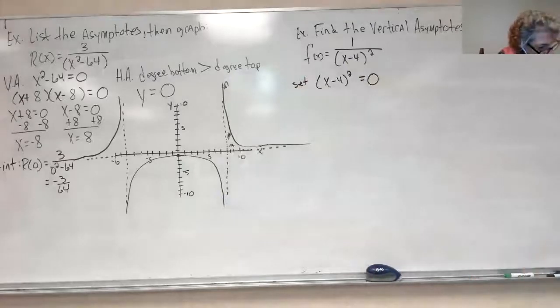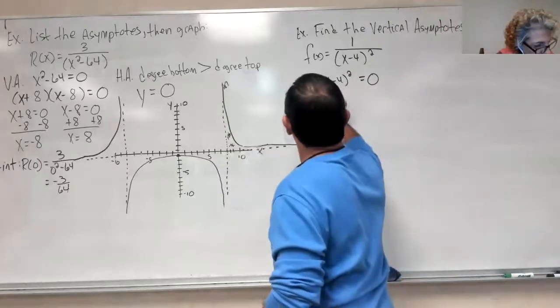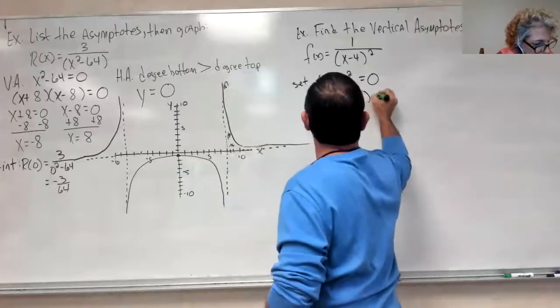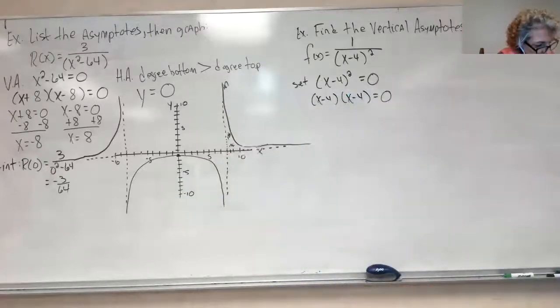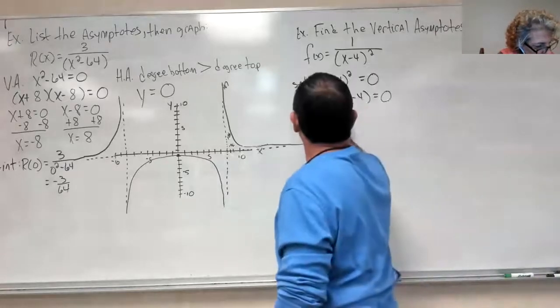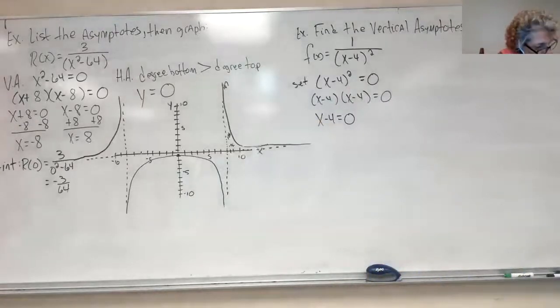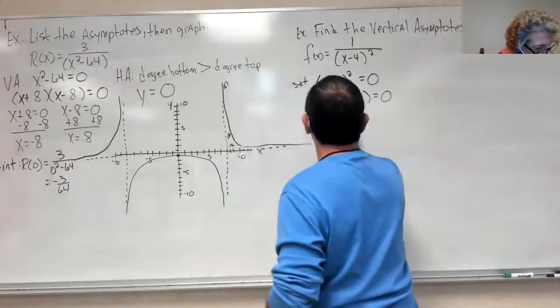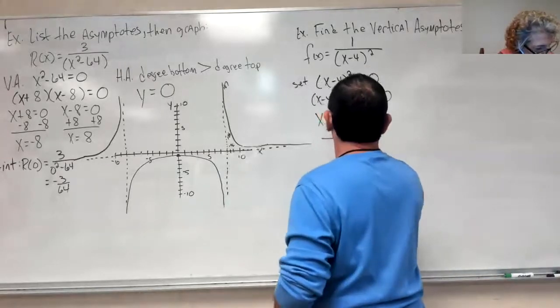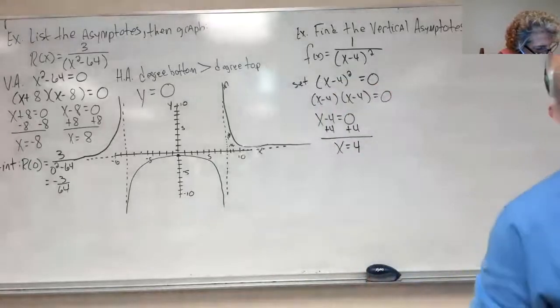So vertical asymptotes is the same as we did on the domains, remember? To solve that, it's got an exponent 2, so that wants me to write that twice, right? So I get (x minus 4) times (x minus 4) equals 0. And then I'm just going to pick one of those and set it equal to 0 and solve. Now you want to finish that off. I'm going to add 4 to both sides, so that I get x equals 4.